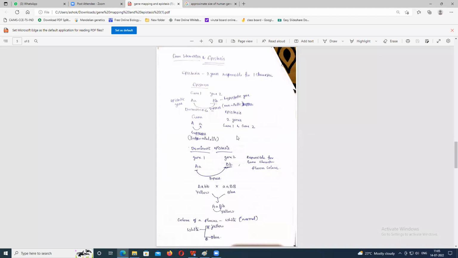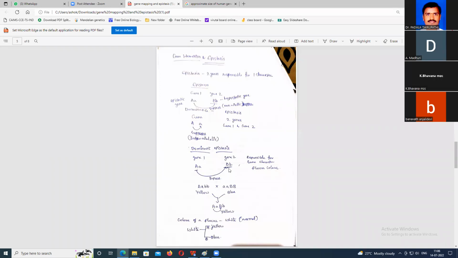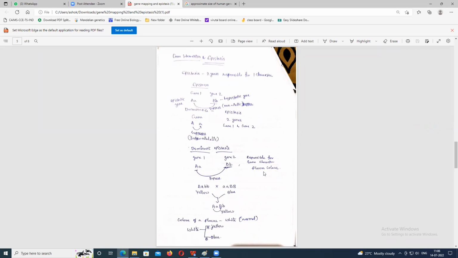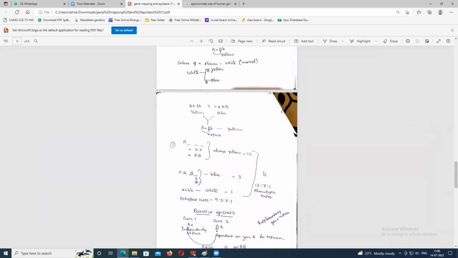In dominant epistasis, you are seeing two genes. Capital A small a is one gene and capital B small b is one gene. On the screen you are able to see gene 1 and gene 2. Both the genes are responsible for flower color. What is the character they are coding for? Flower color. Now go to next page.